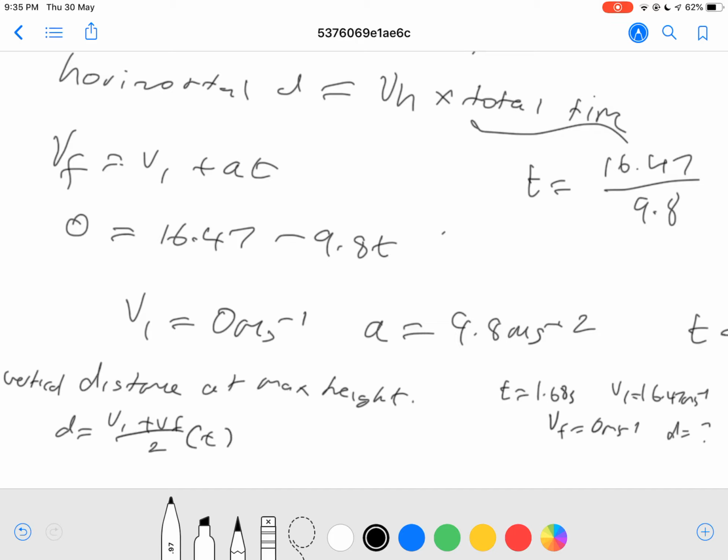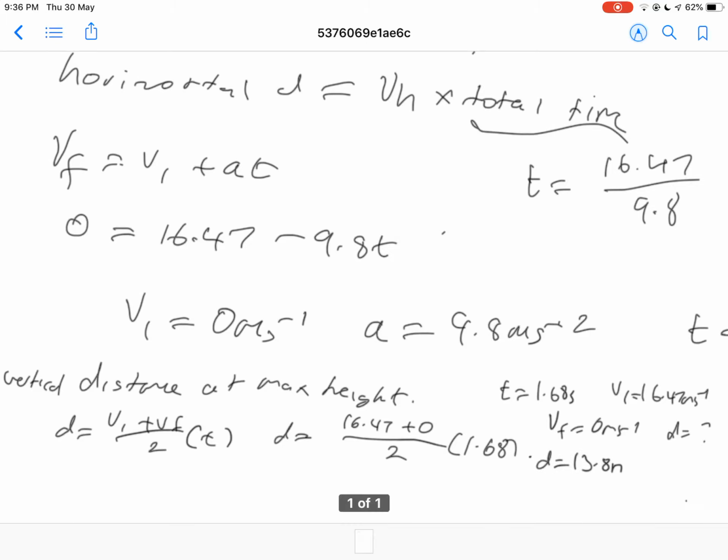multiplied by time, okay? If we plug our numbers in, we say d equals initial velocity 16.47 plus final velocity, which is 0, divided by 2 multiplied by our time, which is 1.68. Plugging this into our calculator, 16.47 divided by 2 multiplied by 1.68 should give us 13.8 meters, so d equals 13.8 meters, okay?